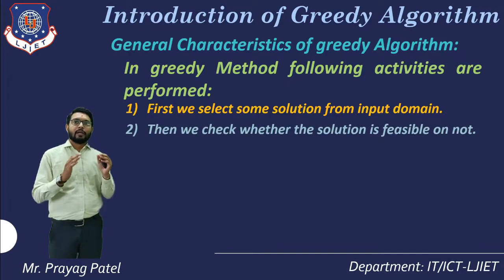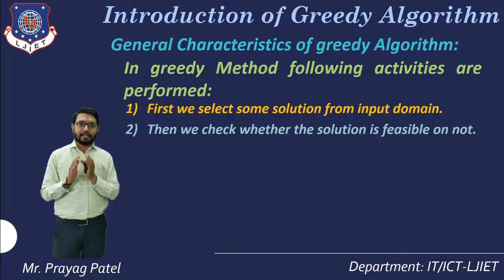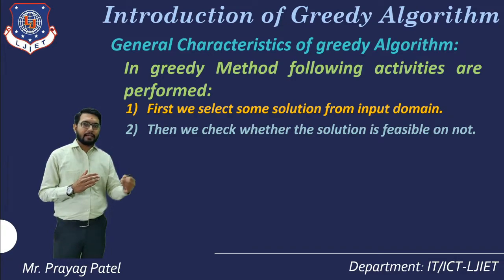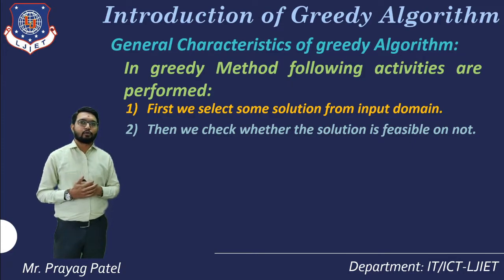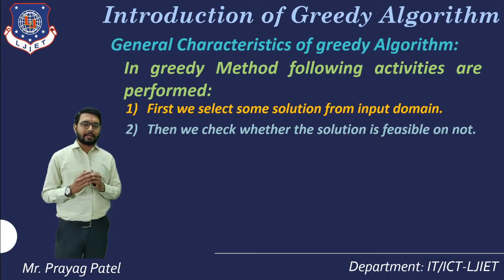The next step is that we check whether the solution is feasible or not. If we select one coin of 10, is 10 feasible or not? If you want to find the change for 15, then 10 is feasible. But if you want to find the change for 9, then the coin of 10 is not feasible, because you want to make change for 9 and your coin is 10. Your coin is greater than your target, so this is considered not feasible. So first you select any one coin, then check whether this coin is feasible for your problem.